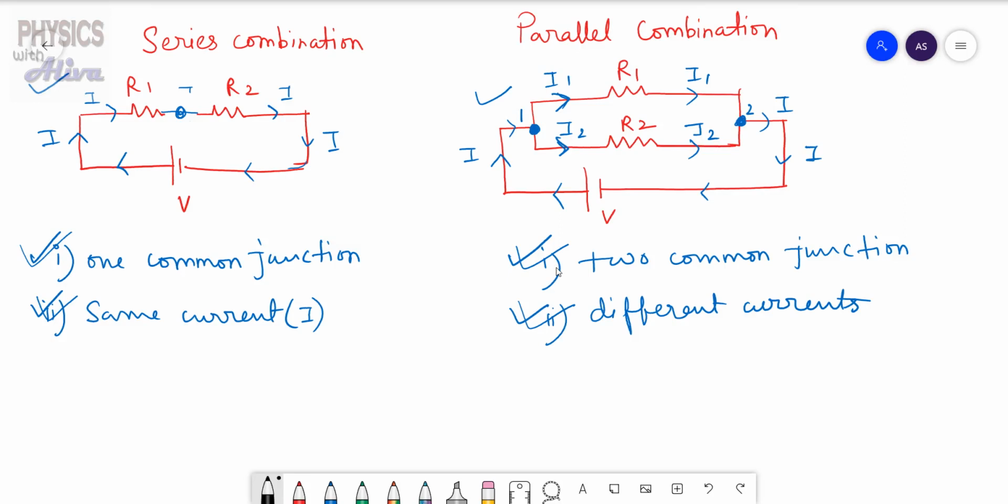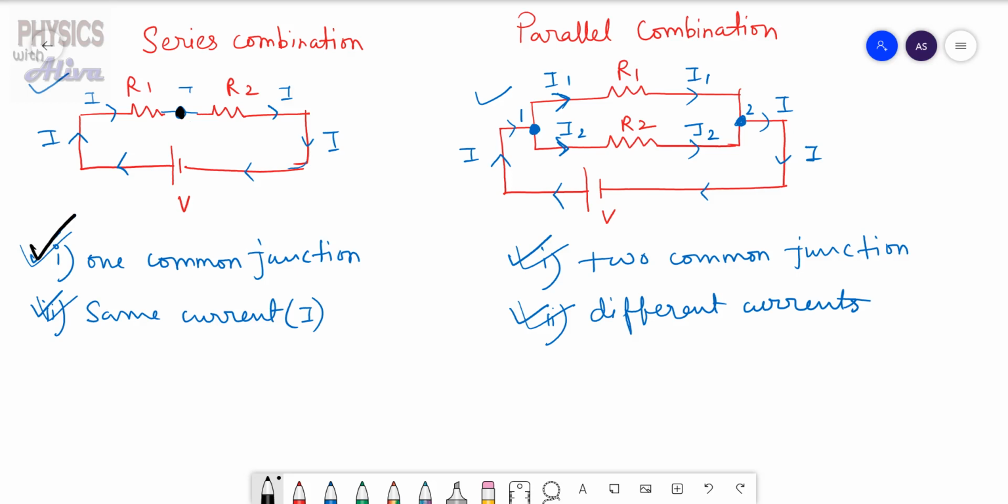Before doing some problems related to equivalent resistance, we should know this: what is series combination and what is parallel combination? How will we identify them? When the same current is flowing through the resistors and only one common junction is there between two resistors, then the combination is known as series combination.